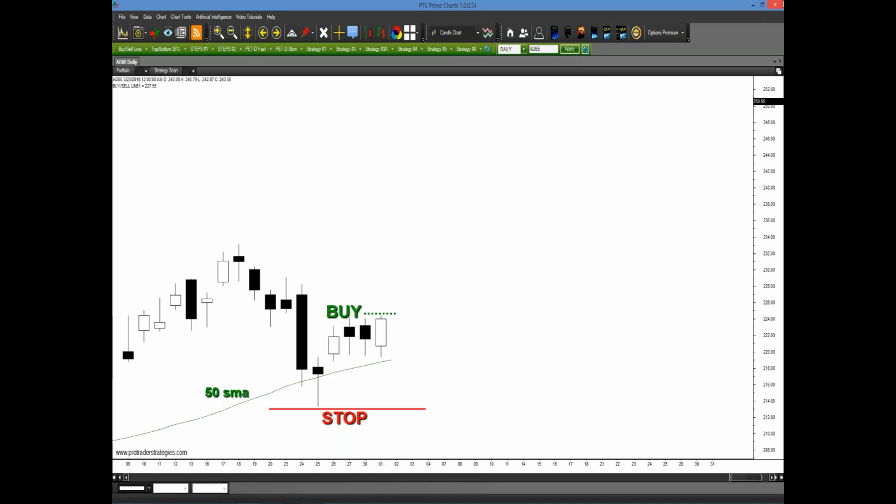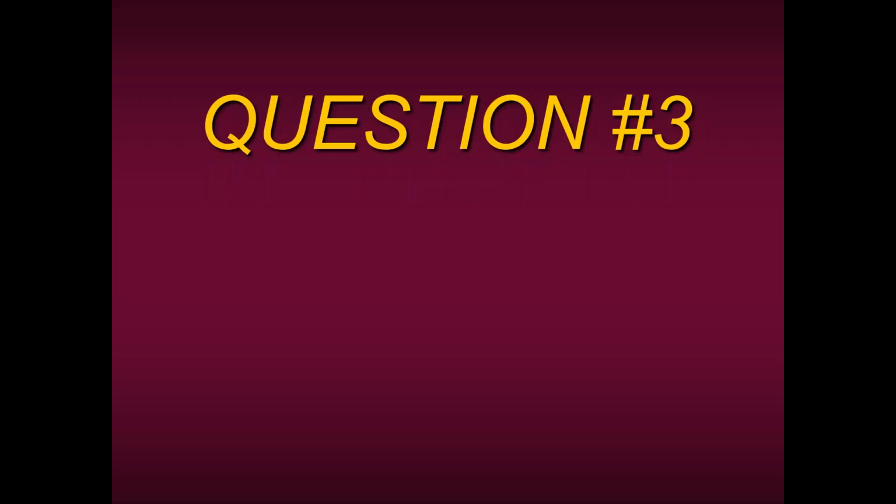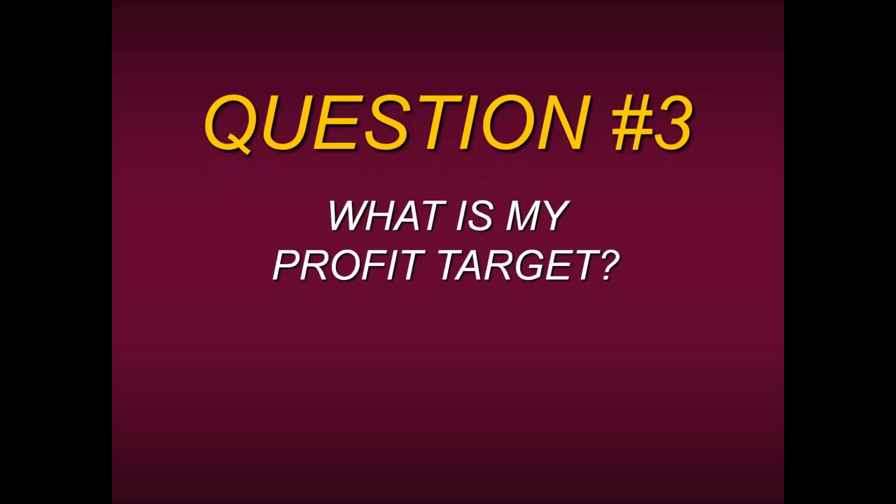So we would place our stop just below there if it traded below that lowest low, okay? So that's our stop placement. And remember, we haven't even gotten into the trade yet. We already know where to enter. We know where to place our stop, which now will lead us to question number 3. And that is, what is my profit target?